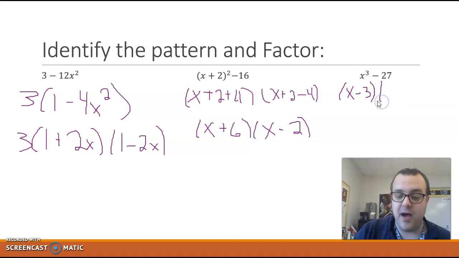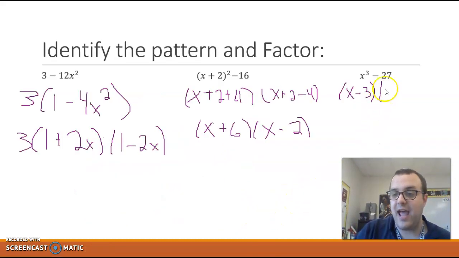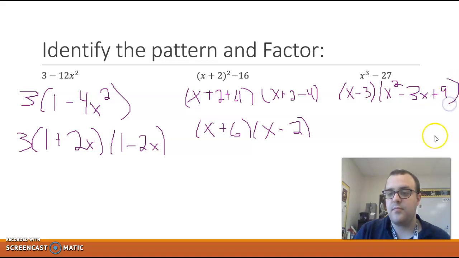Then what that's multiplied by is the cube root of the first squared, then the two cube roots multiplied, and then the cube root of the second squared. So that's going to look like x squared minus 3x plus 9. Okay, so I just factored these three all by using my special factor pattern.